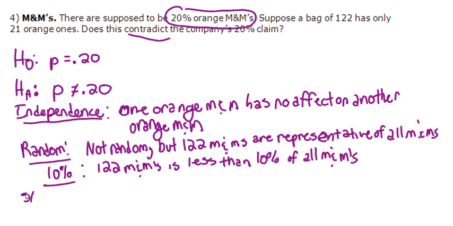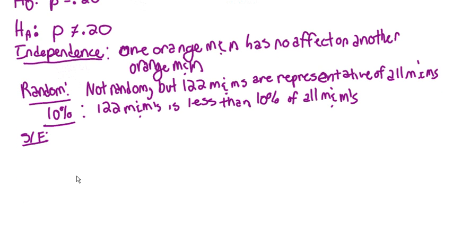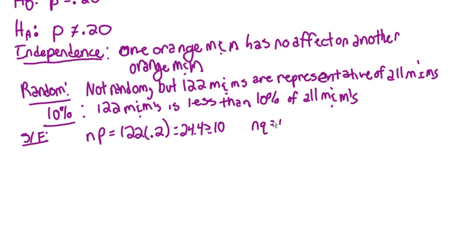And then our success/failure condition. So I go ahead and I do n times p. My n is 122 and my p is 0.2. So I always use the population proportion if I have it. That gives me 24.4, which is greater than or equal to 10. And then nq would be 122 times 0.8, which is 97.6, which is also greater than or equal to 10. So I would say my conditions are met.